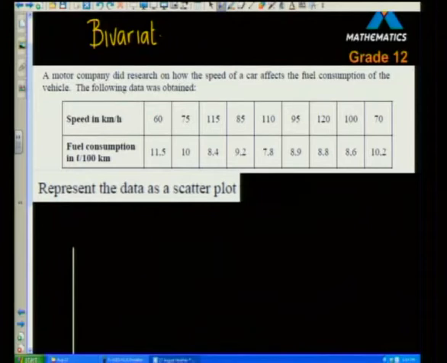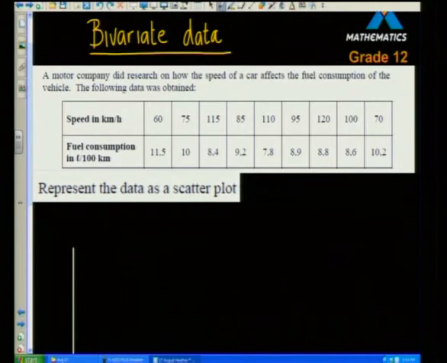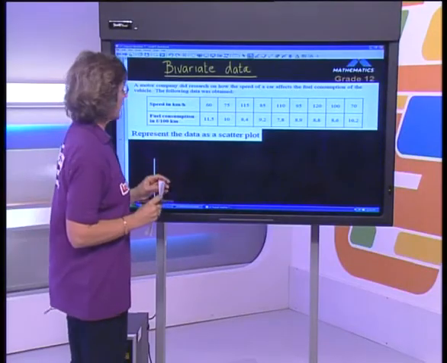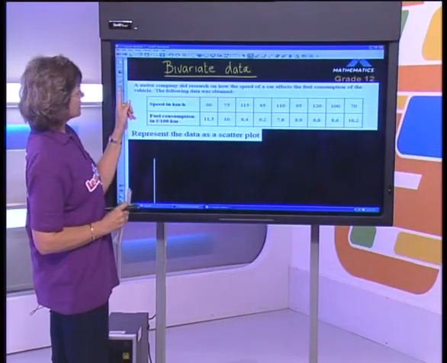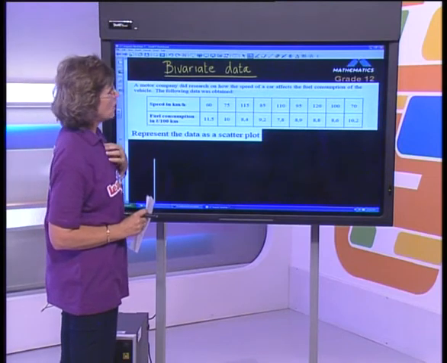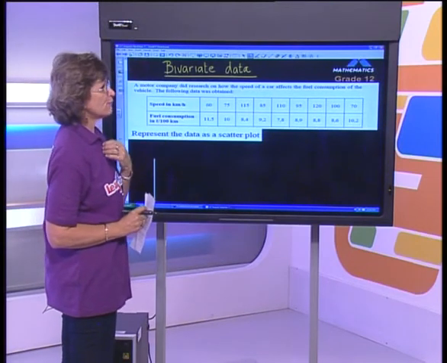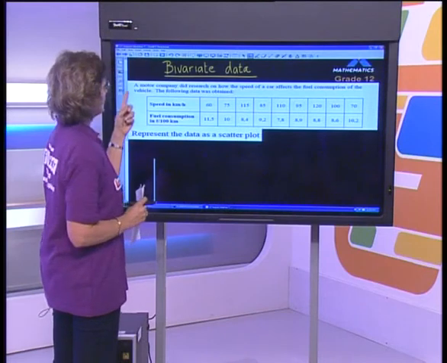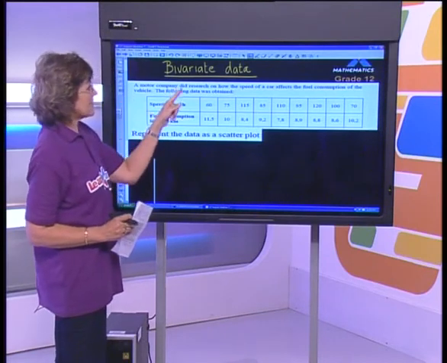All right, and bi meaning two, and the difference with this is normally that you get two different sets of information that are kind of related, okay? So this question says, a motor company did research on how the speed of a car affects the fuel consumption of the vehicle. And the following data was obtained.